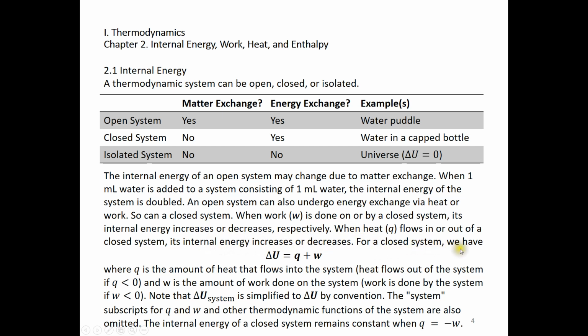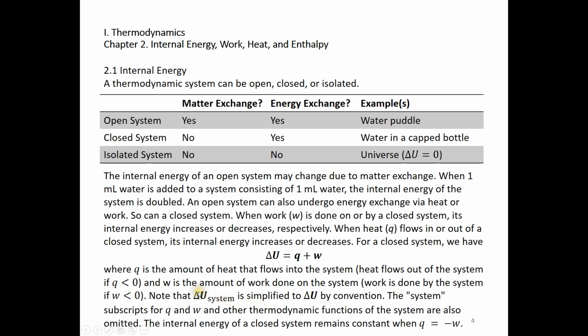So for a closed system, we have an equation over here. Delta U is equal to Q plus W. That means the change of the internal energy is due to either heat or work or both. Again, heat denotes the amount of heat that flows into the system. But what if heat flows out of the system? We still use Q, but Q is now negative. Work is the amount of work done on the system. What if work is done by the system to its surroundings? Then W is negative.